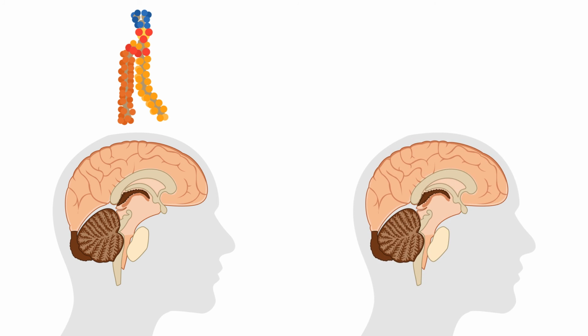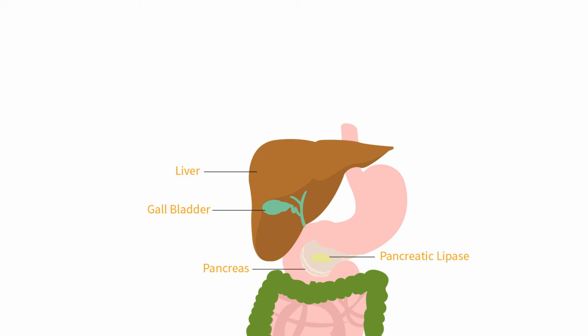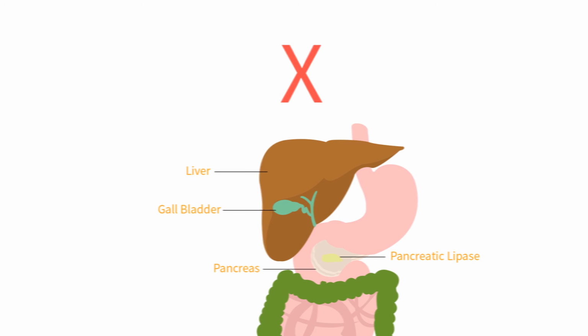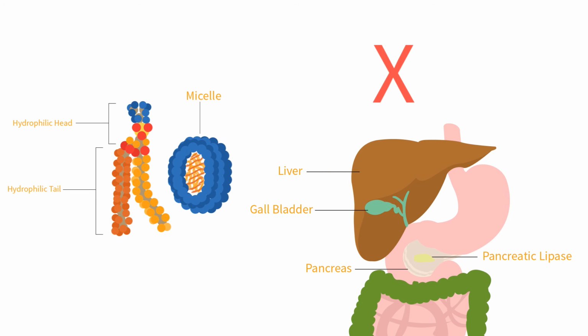DHA in the phospholipid form has also been shown to have better uptake in the brain than DHA in the triglyceride form. Phospholipids may also enter the blood more readily because they do not need to be cleaved by pancreatic lipases. While phospholipids are sometimes cleaved, phospholipids also have the ability to form micelles and can be absorbed without cleavage.